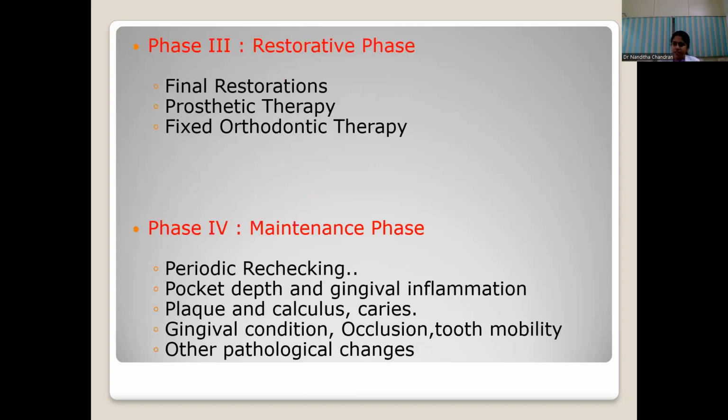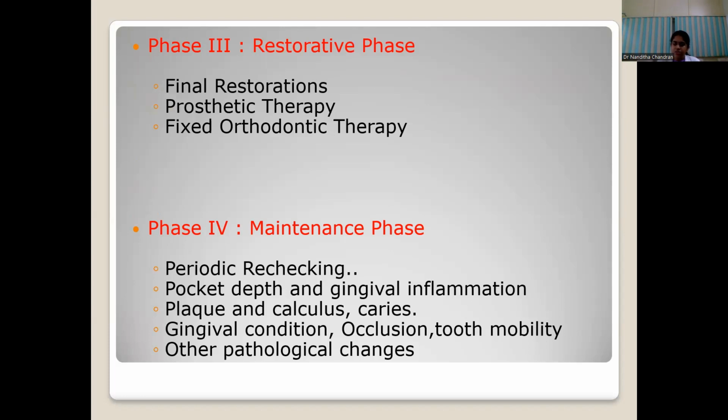After phase 2 comes phase 3, also called the restorative phase. In the restorative phase, we give final restorations, that is FPDs, RPDs, and CDs. Then permanent fillings can be given. After an RCT treatment, the tooth can be given a crown, which is also a permanent restoration. Then fixed orthodontic therapies. These are the treatment options which come under the restorative phase.